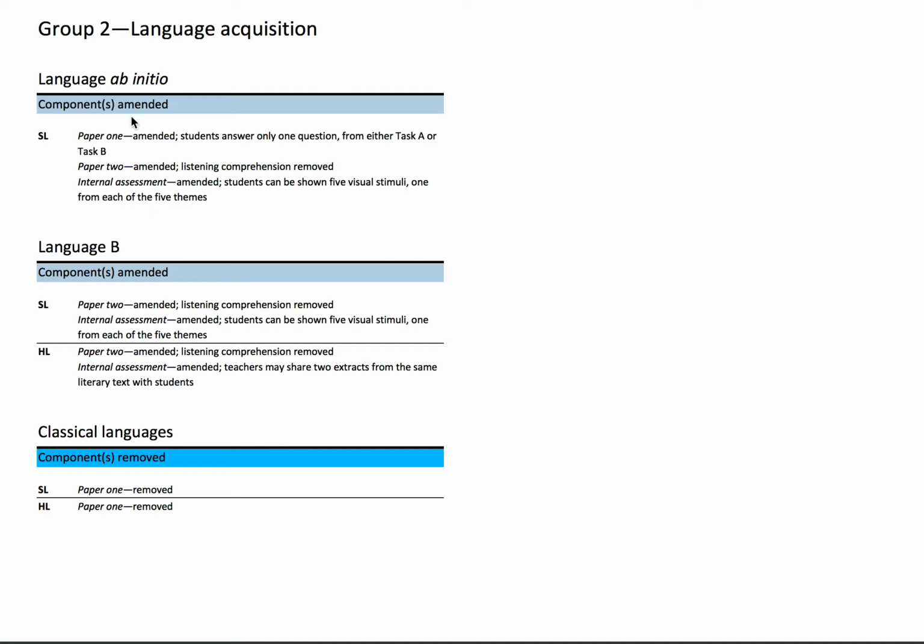However, for the ab initio paper, paper 1 only has one question from task A or B, whereas before they had to do 2. And then also for paper 2, you see the listening comprehension is removed. So that's pretty good. The internal assessment is not too different. It's still okay.